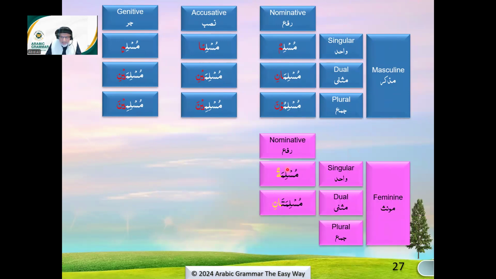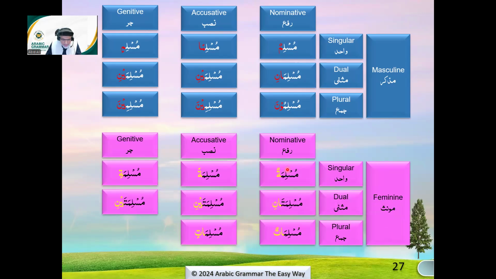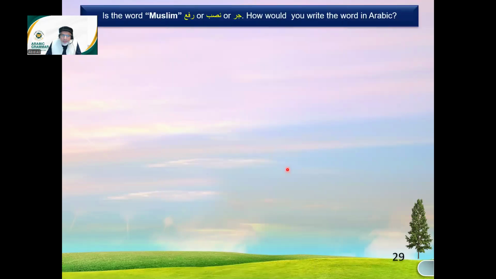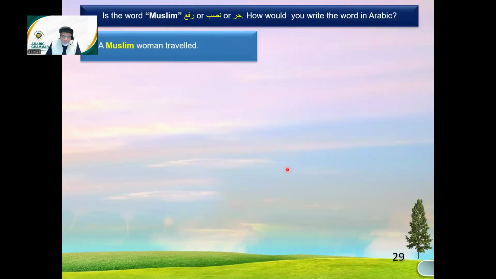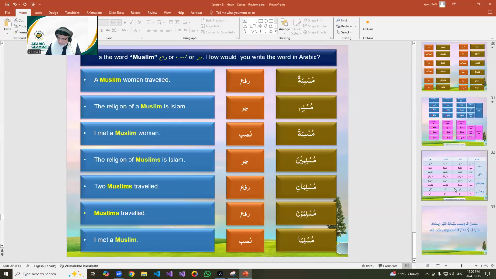Muslimatani, muslimatun. And nasab will be muslimatan, muslimataini, muslimatin. Jar will be muslimatin, muslimataini, muslimatin. So it's very important that you look at the information. Inshallah, we'll do this exercise in the class together.